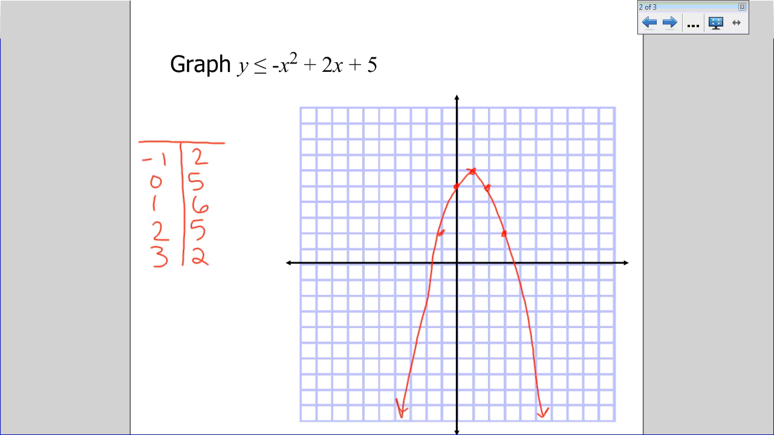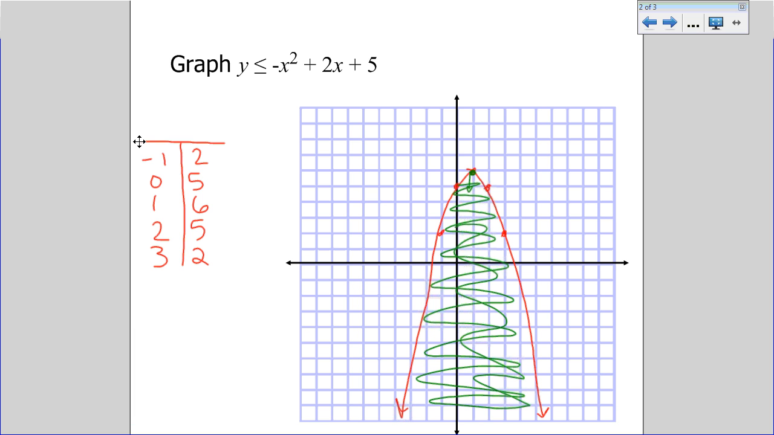I'm going to give you guys 2 options for shading. I'm going to explain the shading to you guys and how I do it, and then the other way is to have the calculator do it for you. This says I need all the values less than this parabola. This is the highest point on the parabola. And so to be less than that parabola, I have to go down from that point. When I go down from that point, am I inside the parabola or outside the parabola? I'm inside the parabola, which means all of my shading is going to be inside of the parabola.